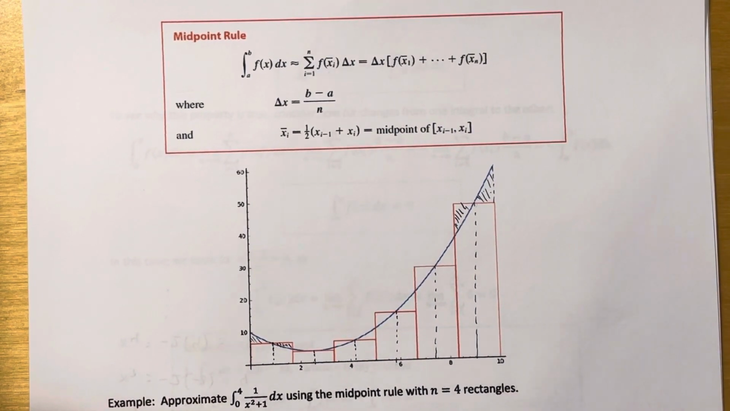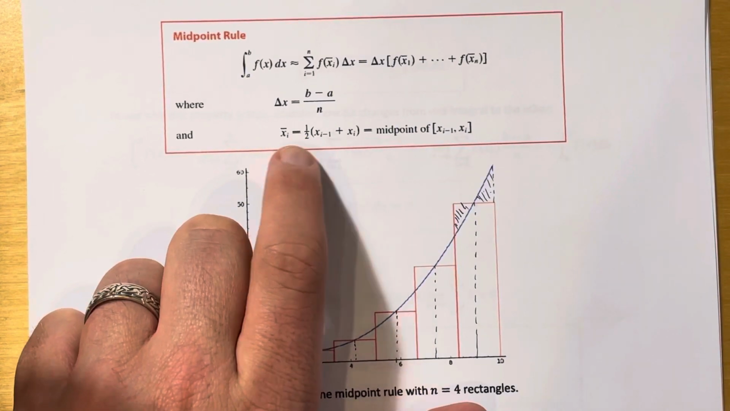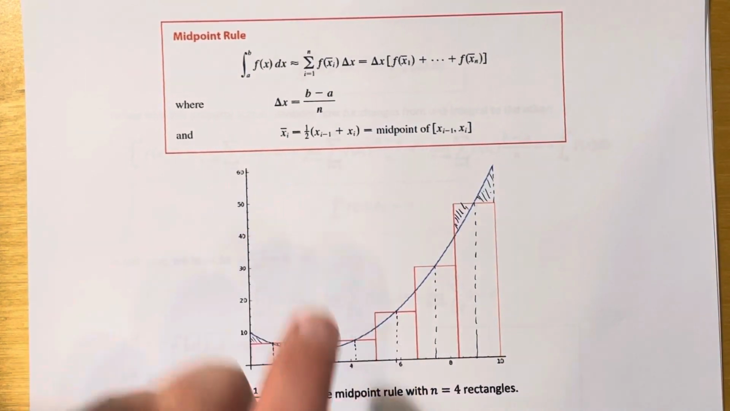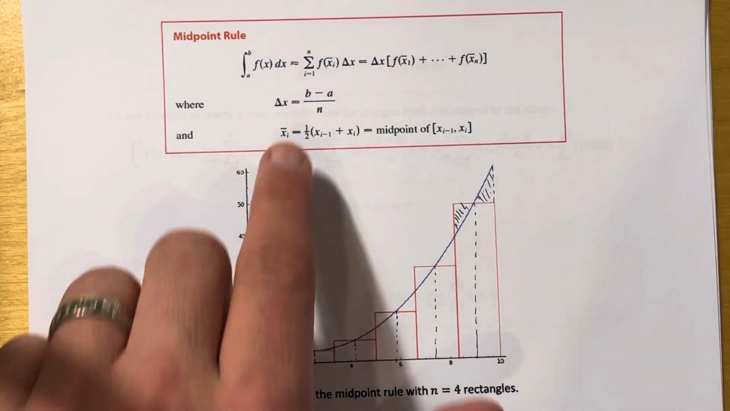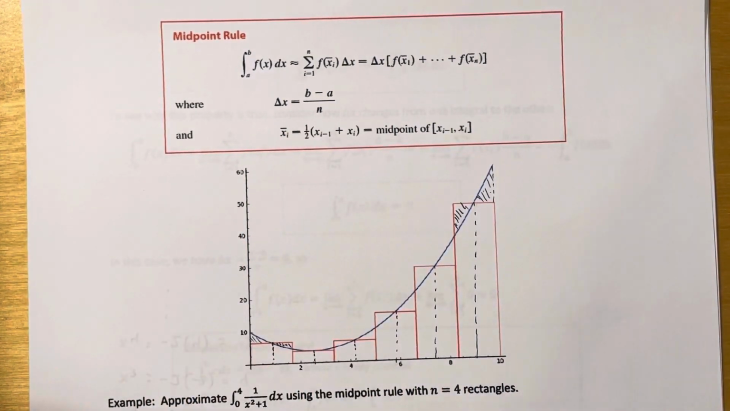And this little formula right here tells you how to find the midpoint of an interval. You add the endpoints and then you divide by 2. But most of the time you can tell what the midpoint is just by looking at the numbers. You usually don't even need to bother with a formula.